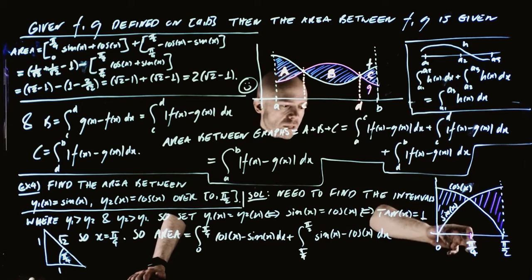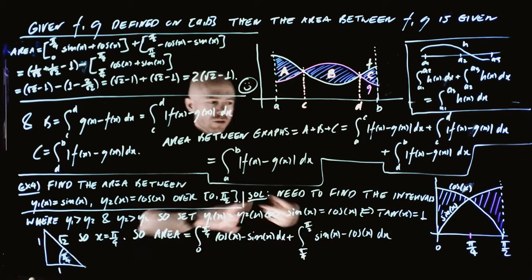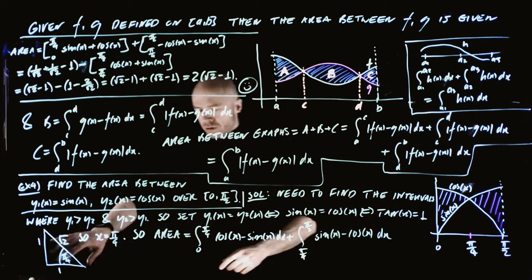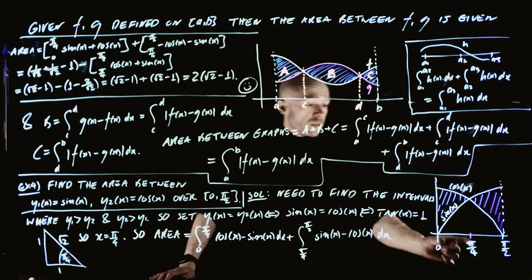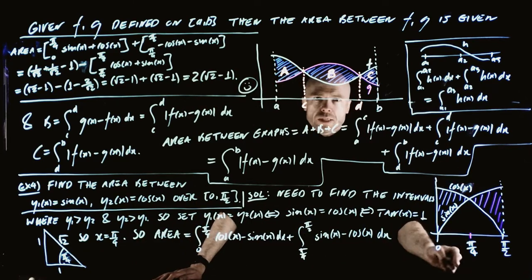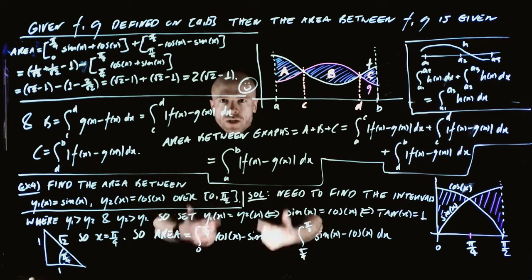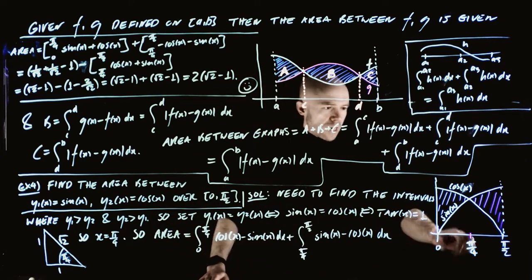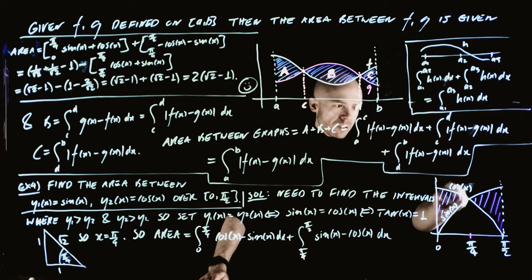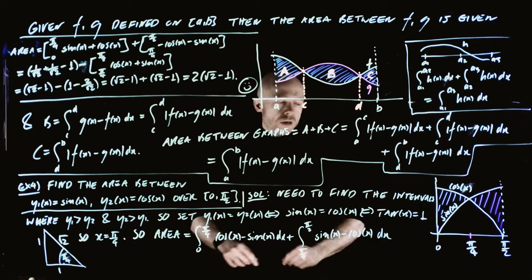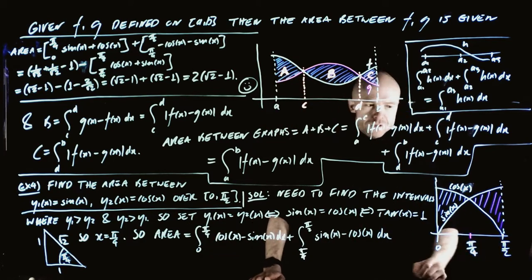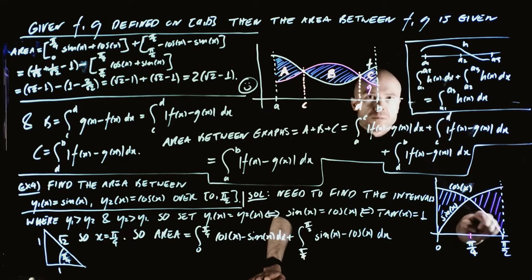So we set y1 equals y2. We solve this, use the triangle, we have pi over 4. So this guy's pi over 4. We check with the picture that that's believable. And then we write down the expression for the area. It is the integral from 0 to pi over 4, the top guy minus the bottom guy, cosine minus sine. There we go. And then from pi over 4 to pi over 2, the top guy, sine, minus the bottom guy, cosine.